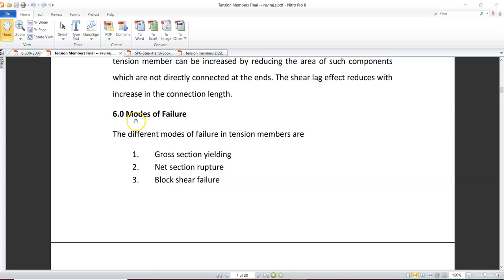I hope all of you have understood the modes of failure of tension members, that is yielding of gross section, rupture of net section and block shear failure.